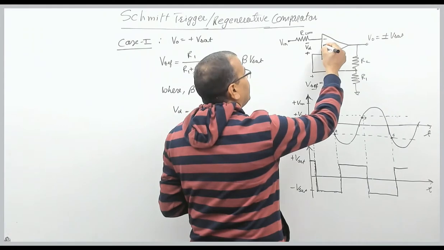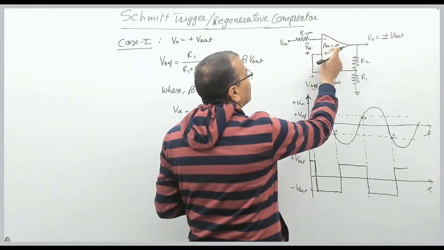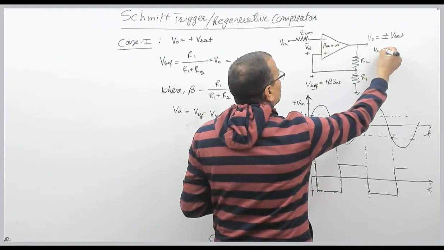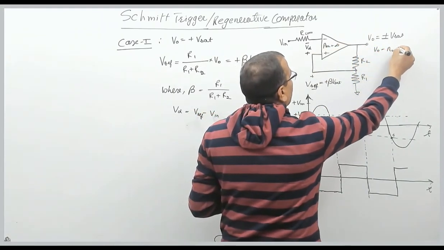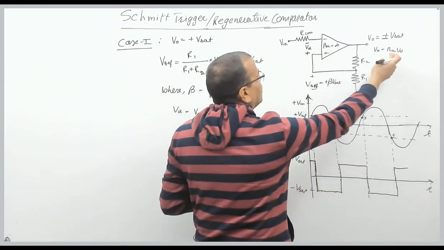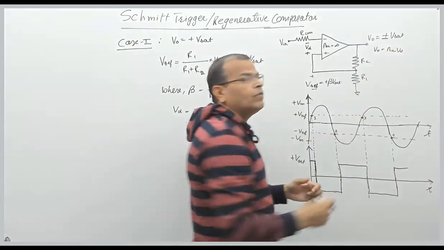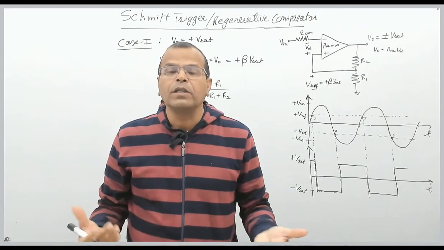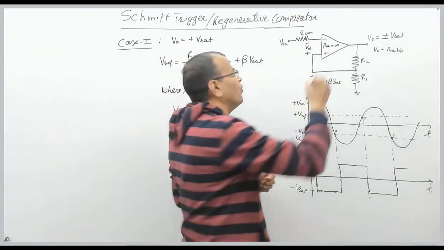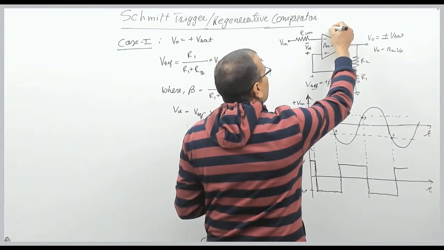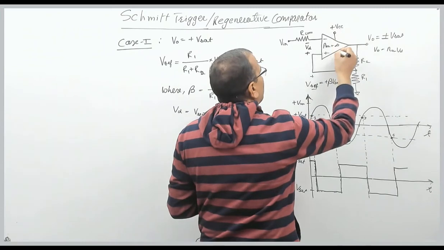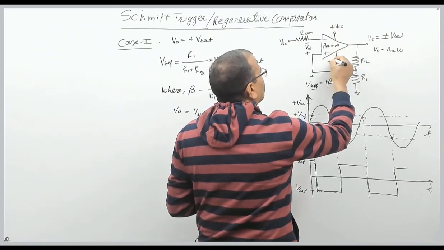Because ideally the open loop gain of op-amp is infinity. So when this gain is infinity, output voltage V0 is equal to AOL multiplied by Vd, right? So if it is infinity, output voltage will try to become infinity. Output voltage can never be infinity. The maximum output voltage of op-amp is how much? The maximum possible output voltage of an op-amp is nothing but the supply voltage.